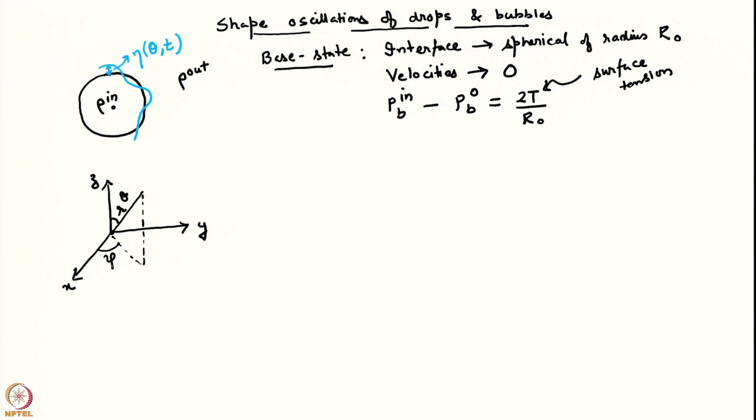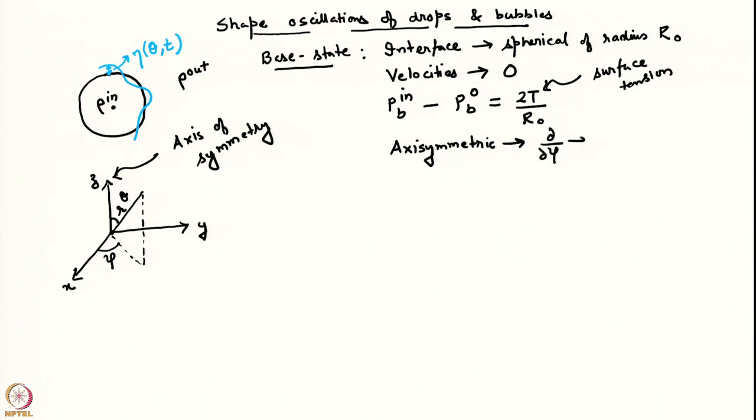Now in this particular case, we are going to stick to the axisymmetric approximation, like we have done before for the Rayleigh Plateau case. So this essentially implies that the axis of symmetry would be the z axis. And so we are going to deal with quantities which are just functions of theta and t. They are not going to be functions of the angle psi. So del by del psi of all quantities will be 0, or in other words, quantities will not depend on the coordinate psi. Now with that approximation, let us go ahead.